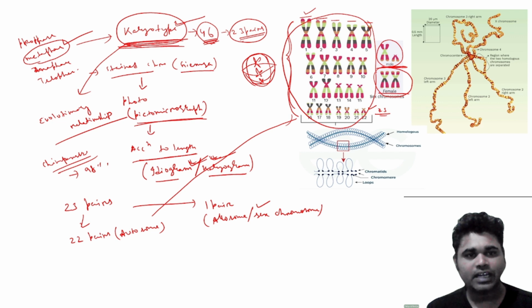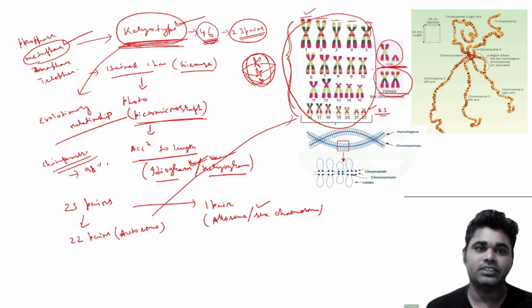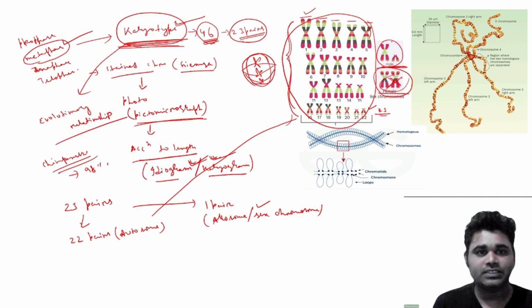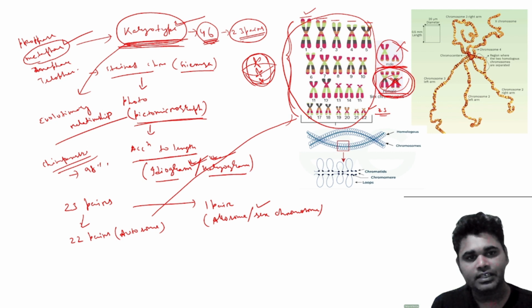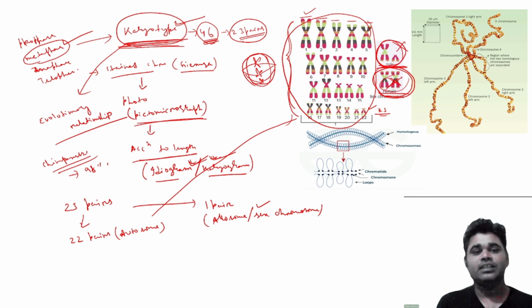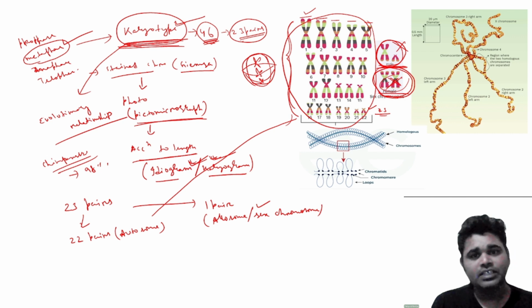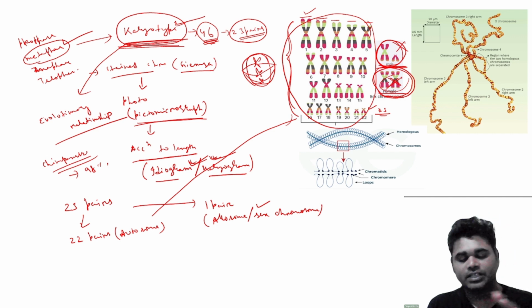So if the human being is male, this will be absent. If the human being is female, this will be absent. That means only this one is present in the female. If it is male, then this sex chromosome is present and the female one is absent. So this is the main karyotype structure.